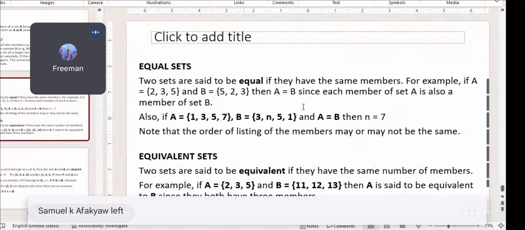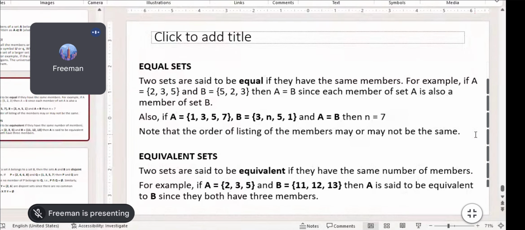Equal sets. Two sets are said to be equal if all the elements in the first set can be found in the second set, irrespective of the arrangement. If all the elements in set A can be found in set B, then we say set A equals B, or set B equals set A.